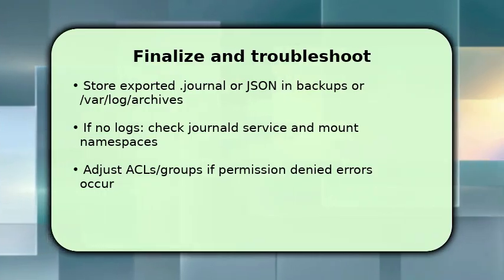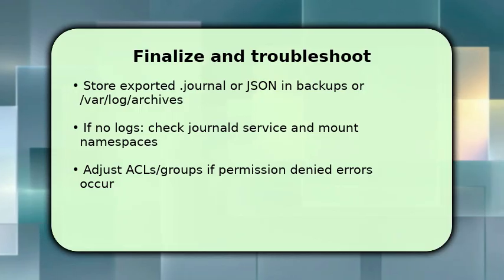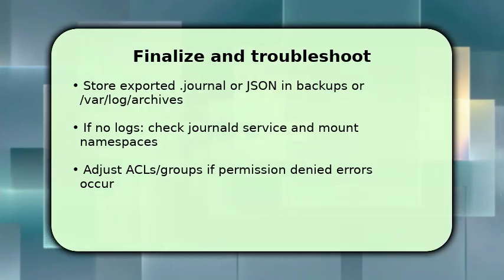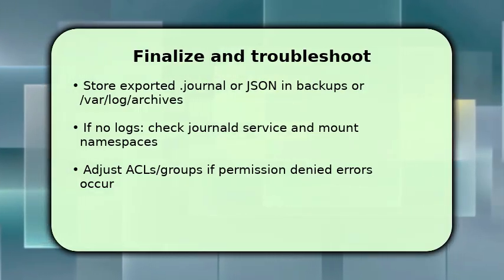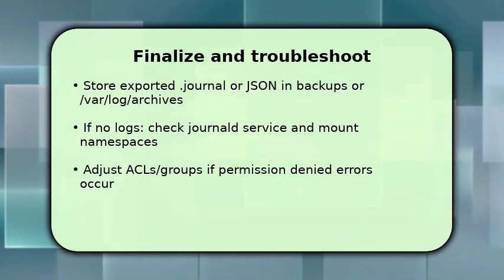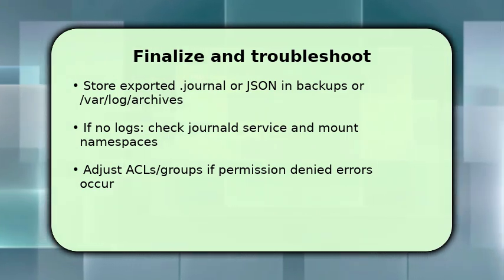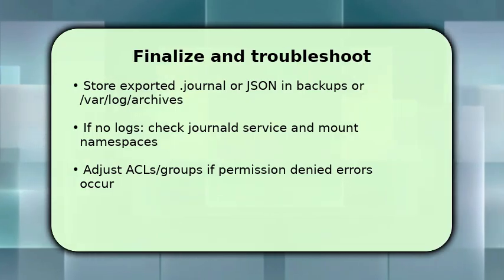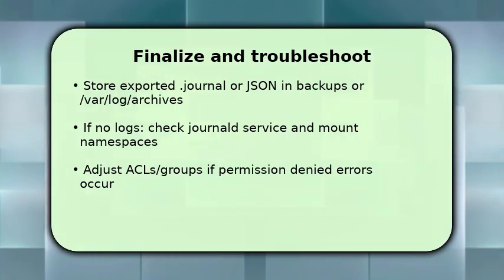If you hit empty output, first confirm journald is running in the container or that the container uses the host journal namespace. Check mount namespaces and systemd status. If permission denied, adjust ACLs or group membership and retry immediately.